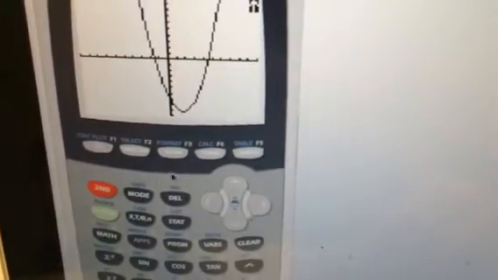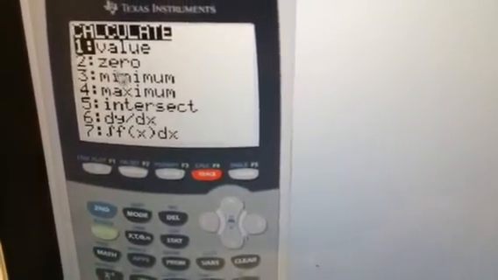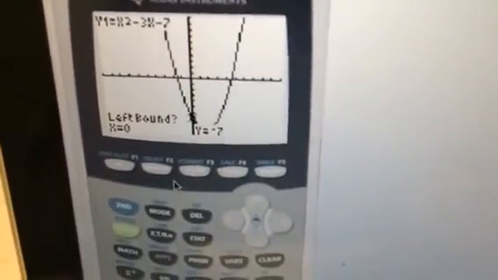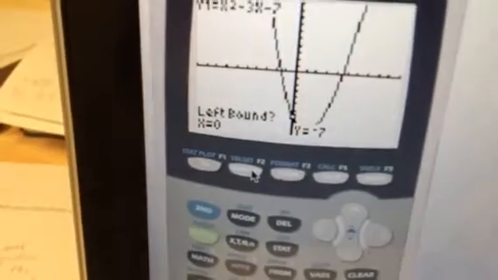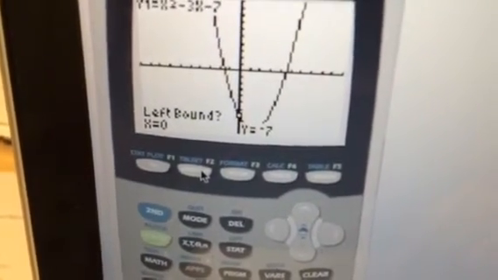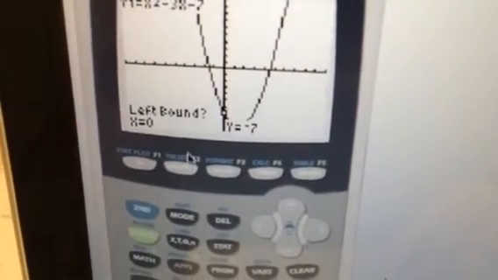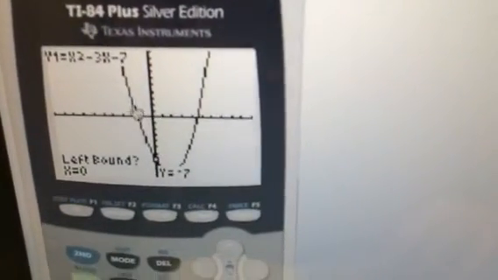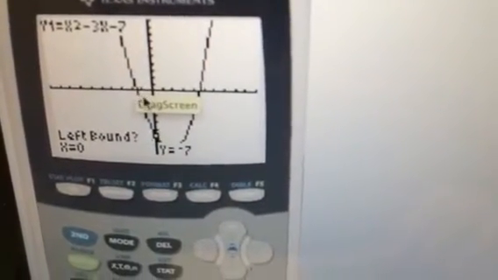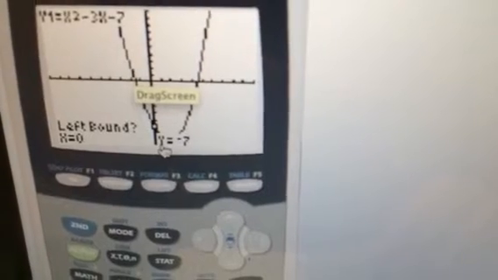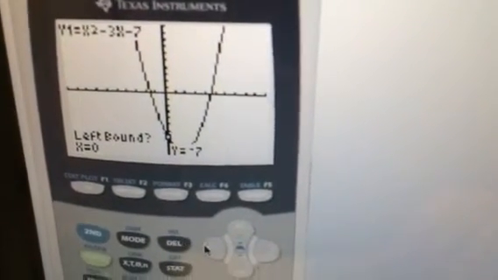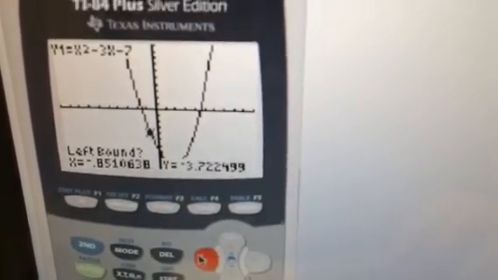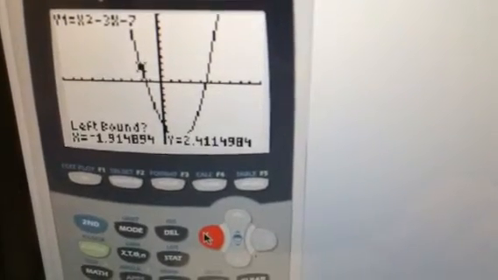So on my graph, I'm going to hit second calc. I'm going to select zeros, which is option 2. So I hit 2, and then it's going to ask me 2 questions. It's going to say, what's the left bound and what's the right bound of the 0? So I have 2 zeros. If I wanted to experiment with this 0, I'd go to the left of the 0. So let's go over here. And I am taking the cursor to the left of the 0. And then I'm going to hit enter.